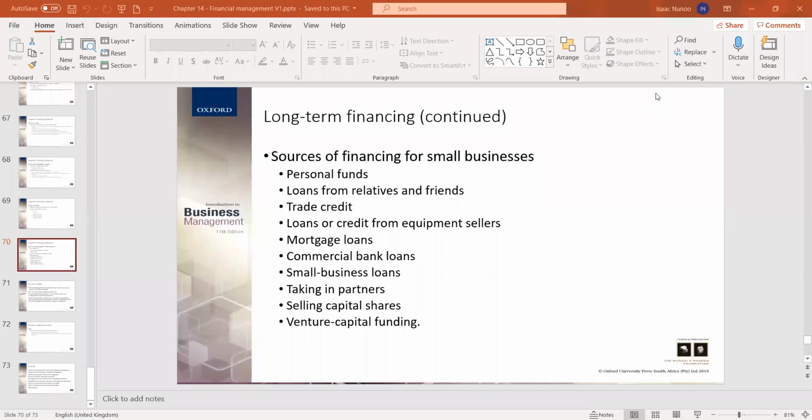Now, in terms of the sources of financing for small businesses, basically these are things we've talked about: personal funds, loans from relatives and friends, trade credits, loans or credit from equipment sellers, mortgage loans, commercial bank loans, small business loans, taking in partners, selling capital shares, and venture capital funding. These are things we discussed in our earlier lecture, and we are seeing them here again.